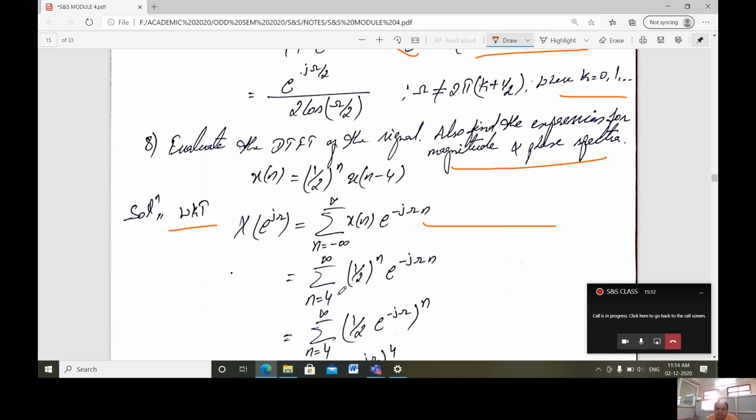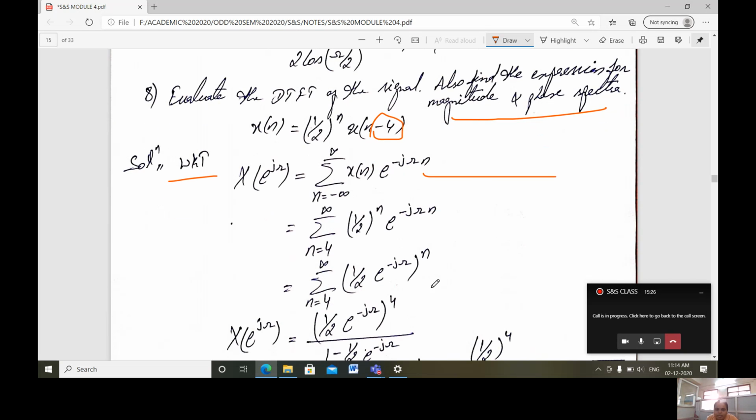Then, summation n varying from, based on this, since u of n minus 4 is there, for that reason n varies from 4 to infinity, (1 by 2) power n e raised to minus j omega n. I can write the equation as summation n from 4 to infinity of (1 by 2 e raised to minus j omega) power n. Power n is taken common here for both the terms.